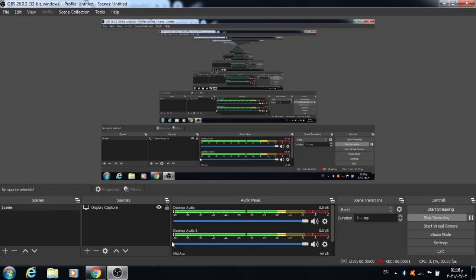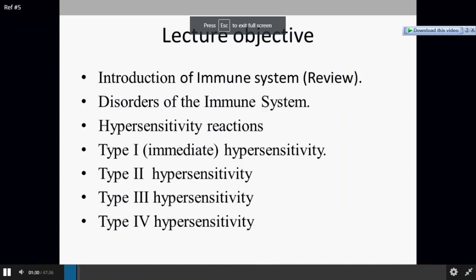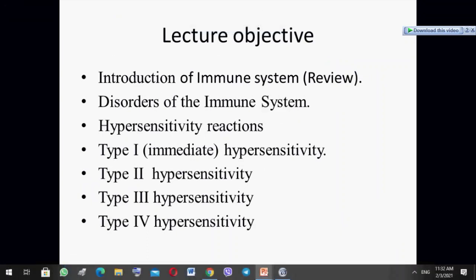Introduction about the immune system. I may know that you take the immune system in microbiology lectures, and you may have an idea about the immune system. And then we will discuss the disorders of the immune system, which is the objective of our course.